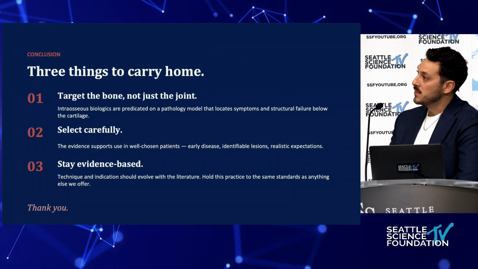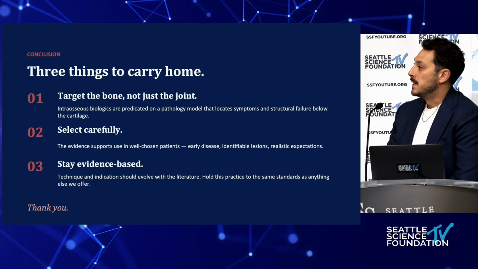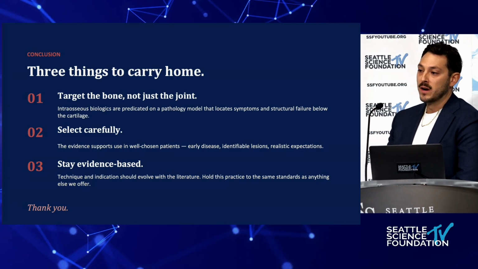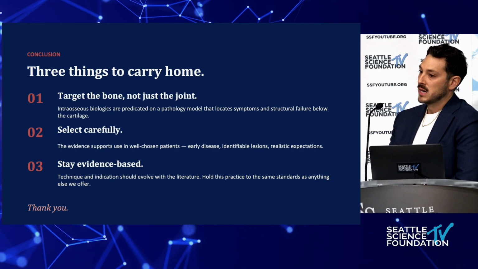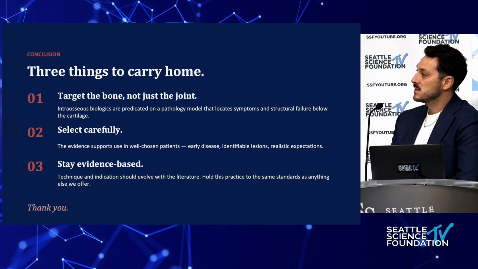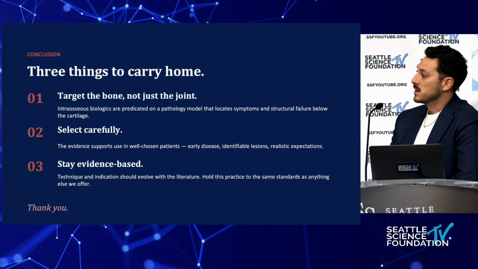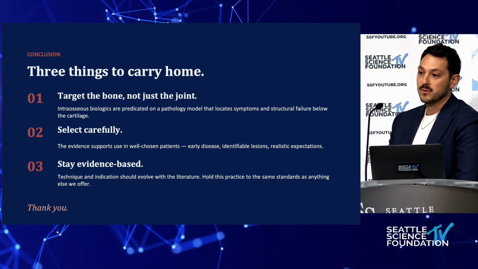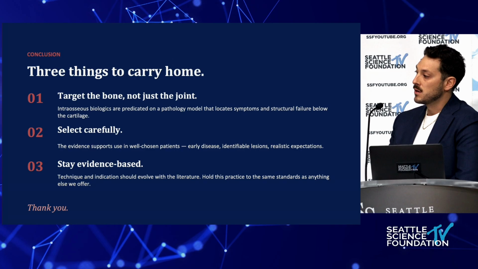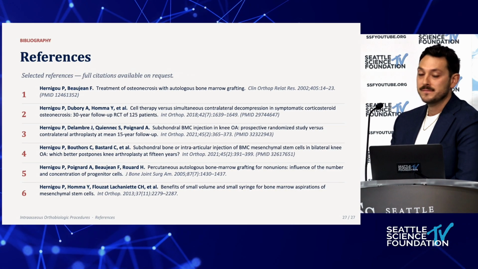So yeah, 3 things to carry home. Think about targeting the bone, not just the joint. You want to select carefully. Patients who are over 80 years old are just going to have a lot less cell counts when you pull, and they're usually going to have more advanced disease, so you do need to set realistic expectations. And you want to stay evidence-based. The best evidence we have is specifically for knee and for hip. The shoulder is still ongoing. But that's what I got for you guys.